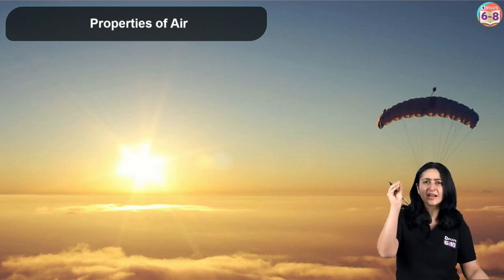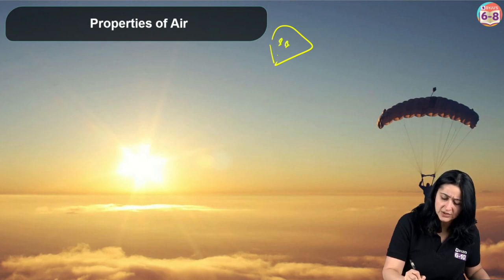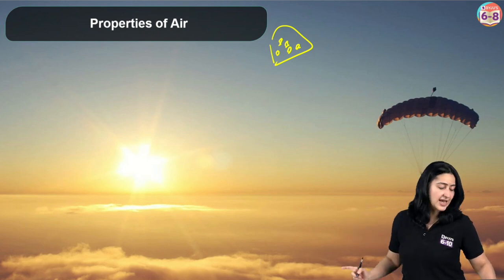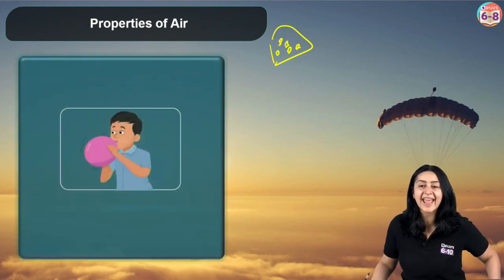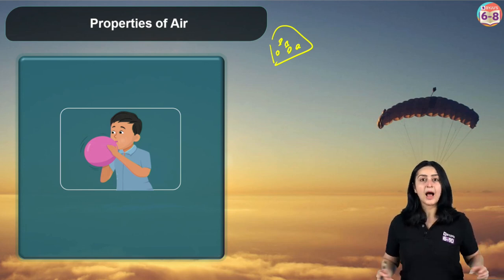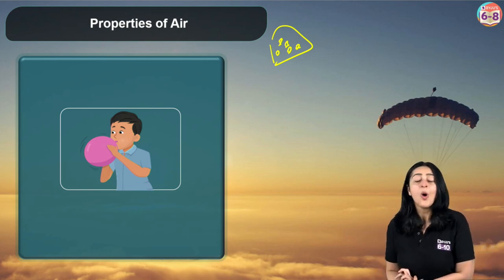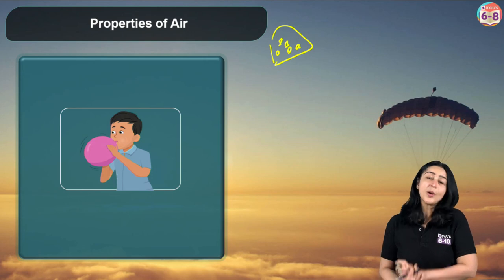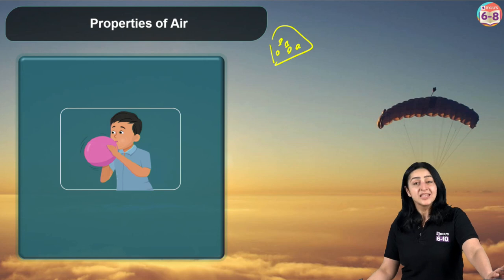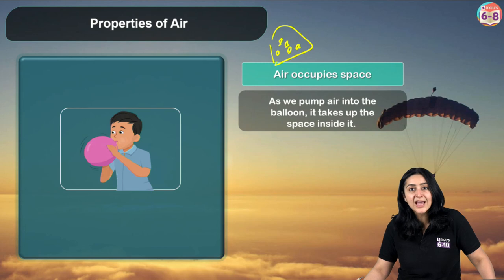It'll look like a small thing that comes in a packet, right? So if you have a packet of balloons, you'll have these small balloons that look like this. Now, if you take one of these and start blowing air into it, what happens? This balloon becomes bigger and bigger. So what property of air does this show us? This shows us that air occupies space, right?